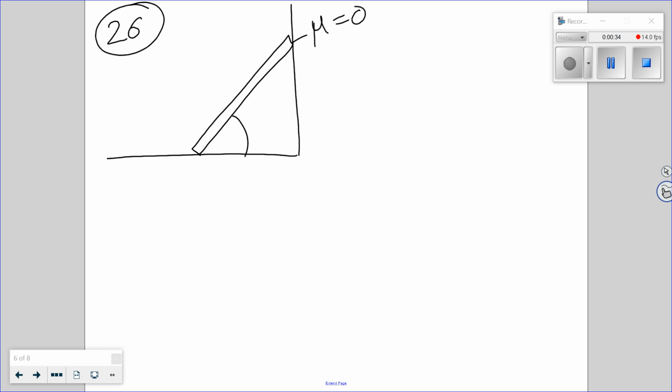It's fine if that point's there. There's an angle theta. They say the length of the ladder is lowercase l.